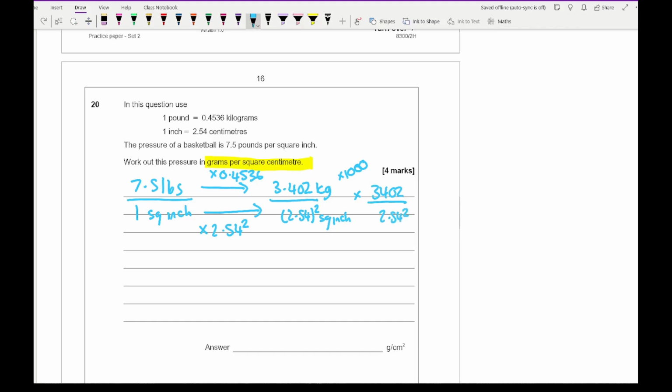And if I enter that all into my calculator, I should have an answer of around about 3402 over 6.4516, giving me a final answer of 527.3 to 1 decimal place.